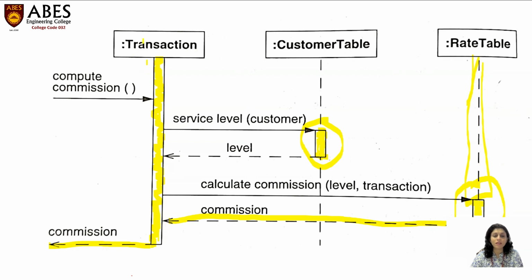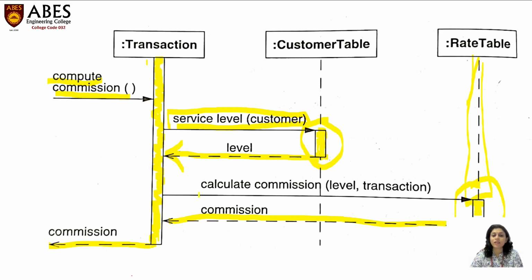Let's see the example. This transaction object is being asked to compute commission over here. Now, to compute the commission, it has requested the service level from the customer table. As soon as it requests the service level from the customer table, this lifeline comes into existence. It returns the level, and again, the purpose of this customer table is resolved. So the lifeline is very short.